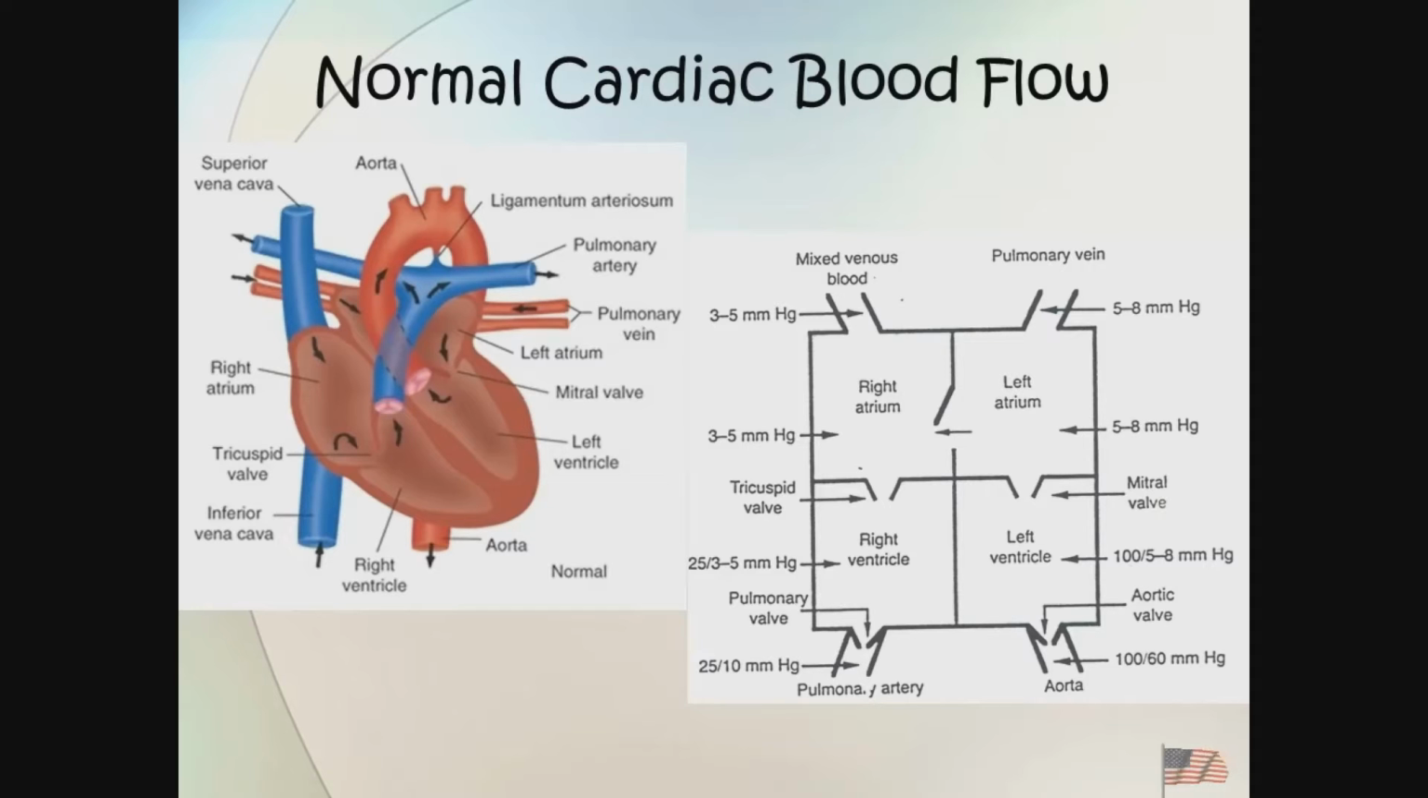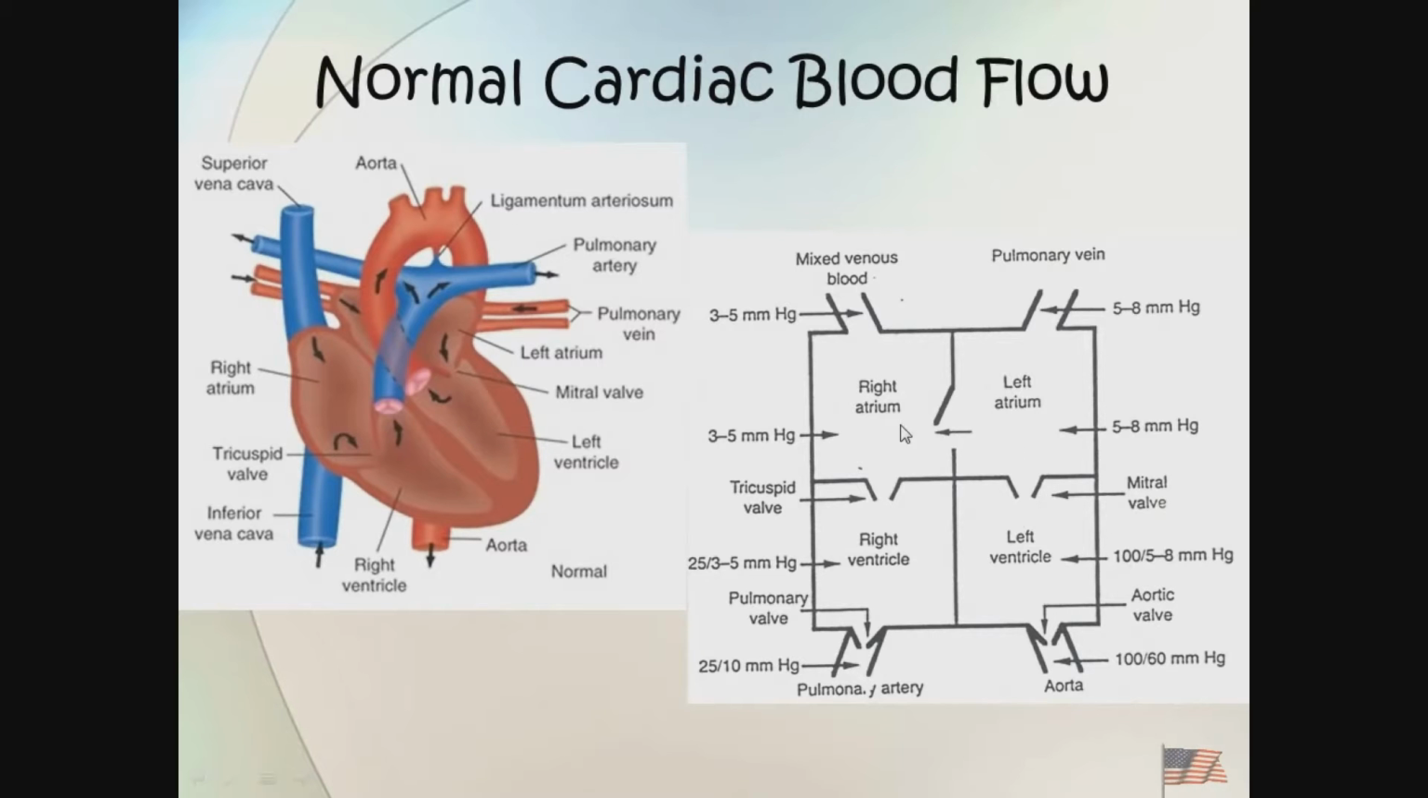So basically, under normal conditions, once you convert to post-uterine life, you have a closure of the ductus arteriosus, a closure of the foramen ovale, and you end up then having blood flow occurring. This is kind of just showing it.